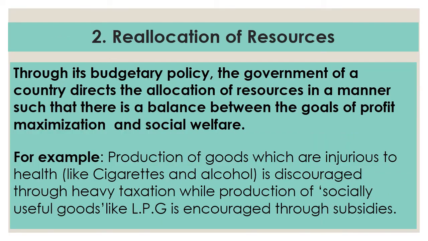Let us go to the next slide. The second objective of government budget is reallocation of resources. Through its budgetary policy, the government of a country directs the allocation of resources in a manner such that there is a balance between the goals of profit maximization and social welfare. For example, the production of goods which are injurious to health, like cigarettes and alcohol, is discouraged through heavy taxation, while production of socially useful goods like LPG is encouraged through subsidies.